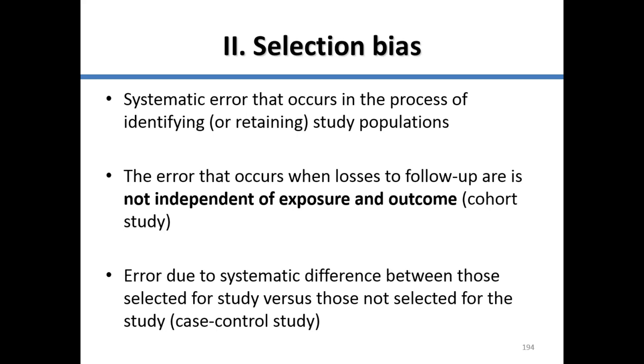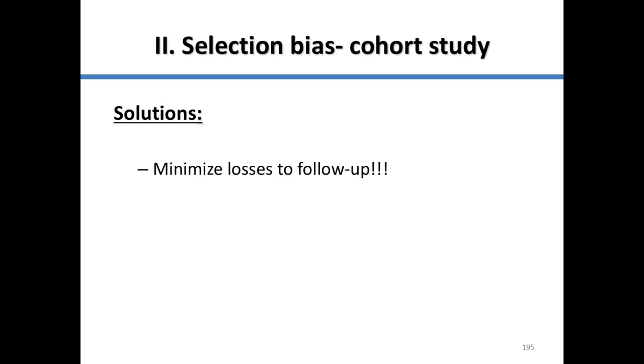I already talked about selection bias and I have more slides than time, so we'll skip this one. And you can definitely look at this later. Minimizing losses to follow-up, if you're having losses to follow-up. By the way, in a cohort study, that is your selection bias. You don't have selection bias at the beginning when you're taking people in. People may refuse, but that's not a problem. Once you have your cohort, you have your cohort. And then the relationship in your cohort is valid.